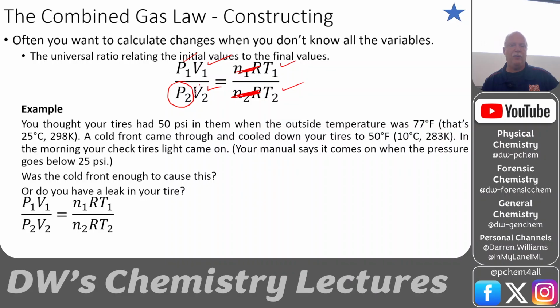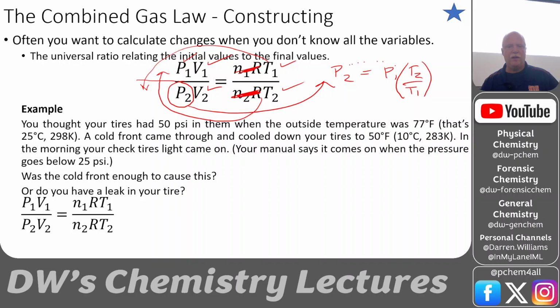Okay, so if I wanted to rearrange that, I would pull the pressure over here on top, and I would take T1 over on the bottom and T2 over on top, okay? And so I would end up with P2 is equal to P1 times, and so T2 was in the denominator over on this side. It's going to be in the numerator on this side. So T2 over T1, okay?